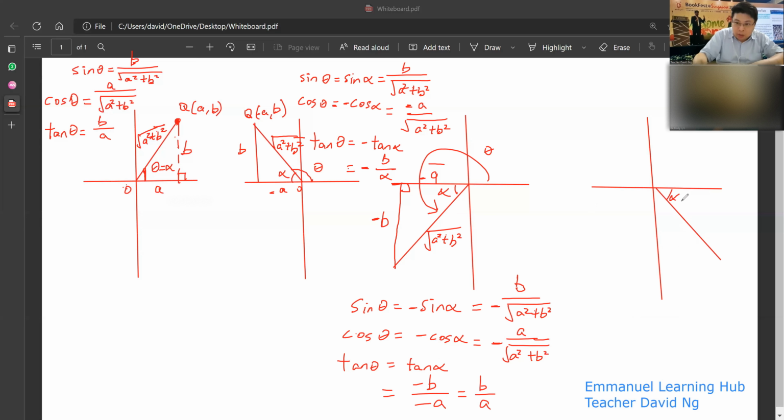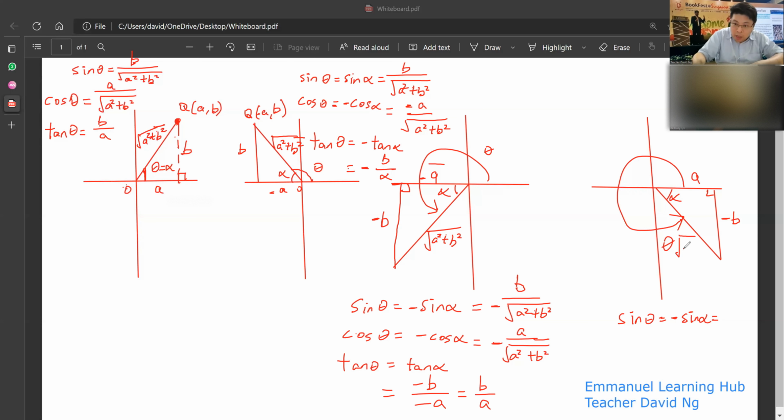Okay, fourth quadrant. This is my alpha, this is my theta. This is my triangle here. This is my 90 degrees. So this is A, this is negative B. Negative B, this is A. So sine theta is negative sine alpha.